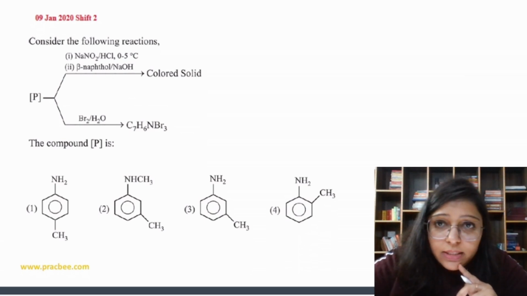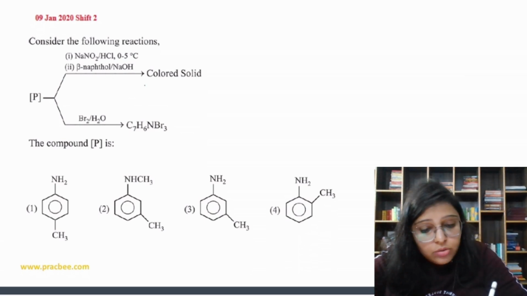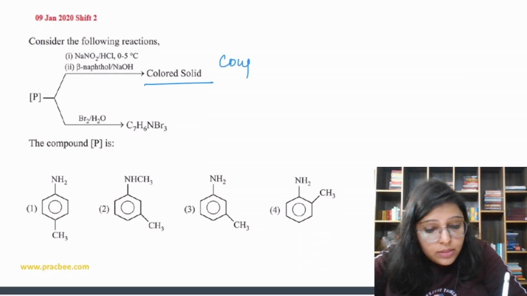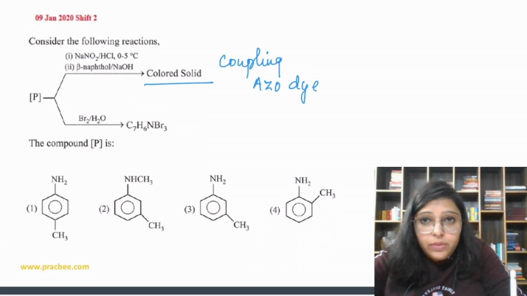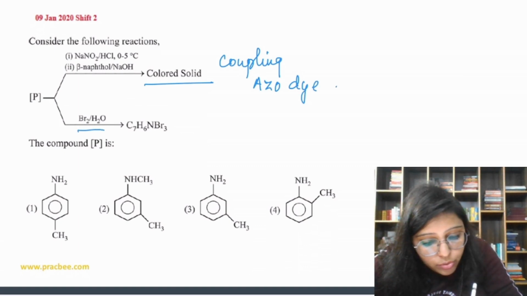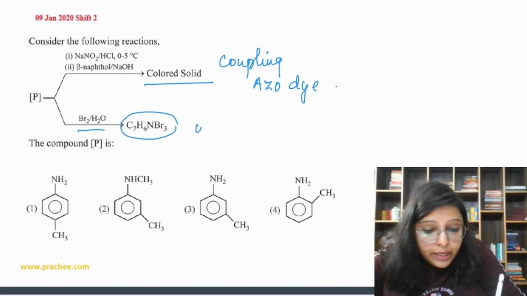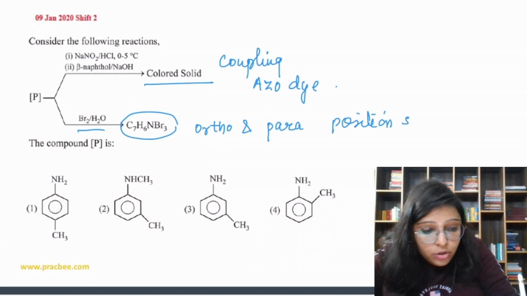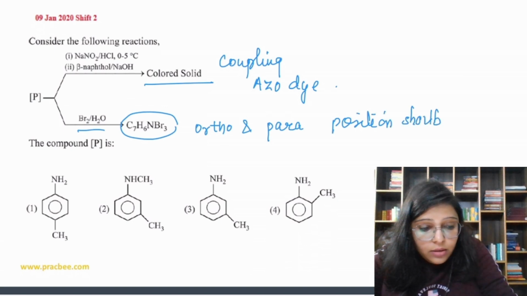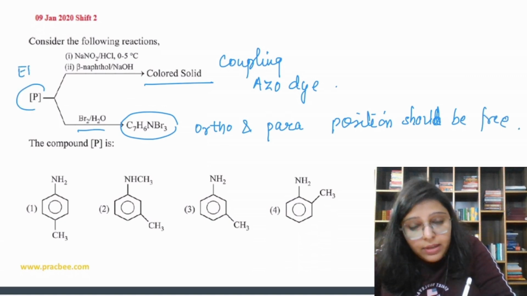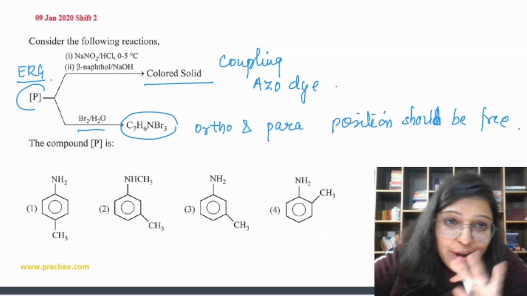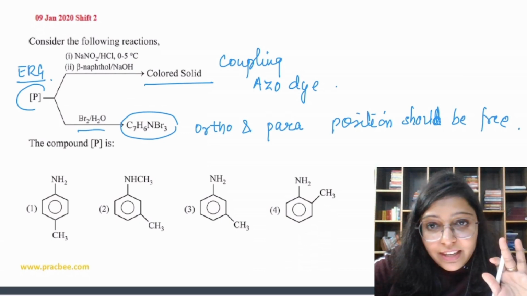P with NaNO2/HCl at 0 degrees, then beta naphthol with NaOH gives a colored solid. It means coupling happens and an azo dye forms. Now Br2/H2O gives a tribromo product. It means the ortho and para positions should be free, and in P we must have an electron releasing group. We just have to find this out in order to get the correct answer.